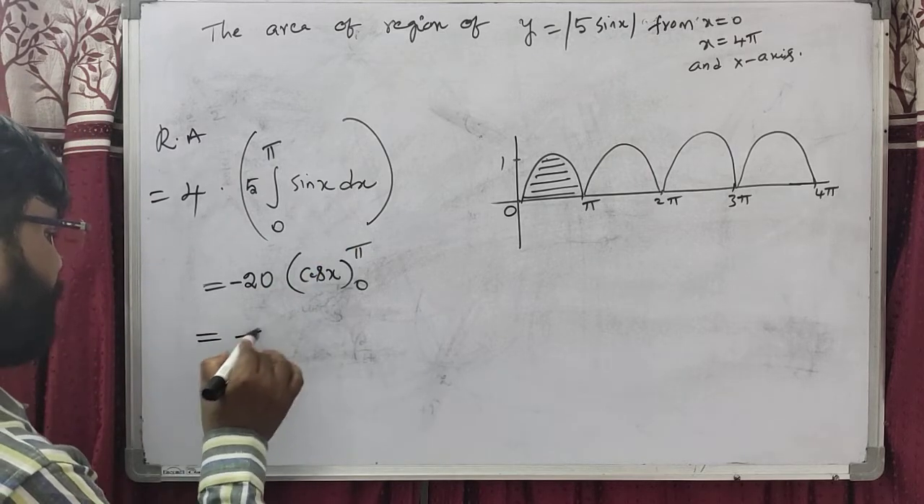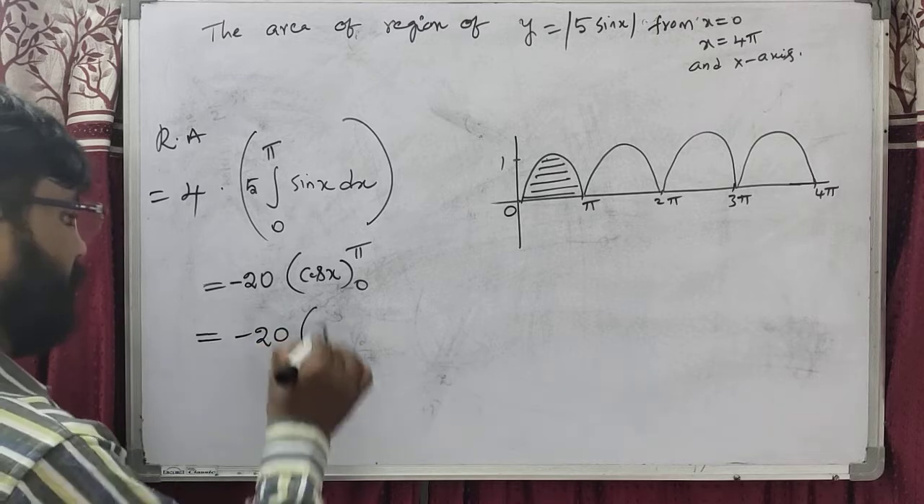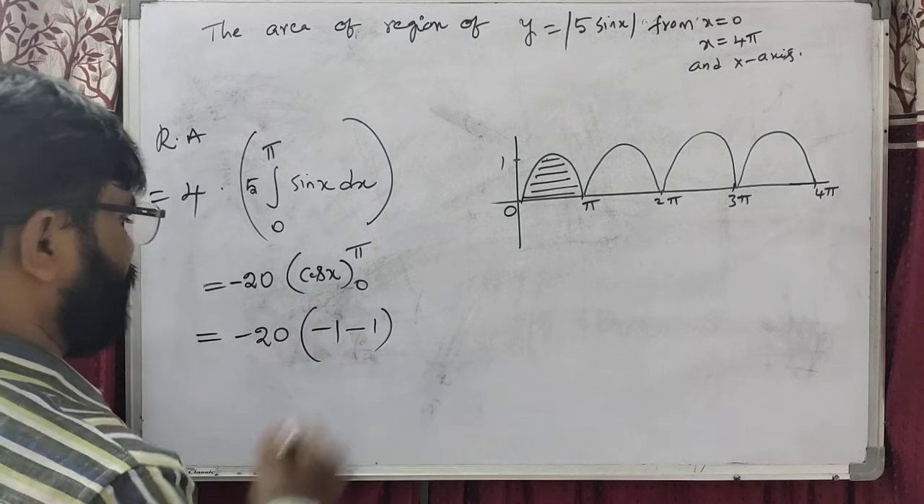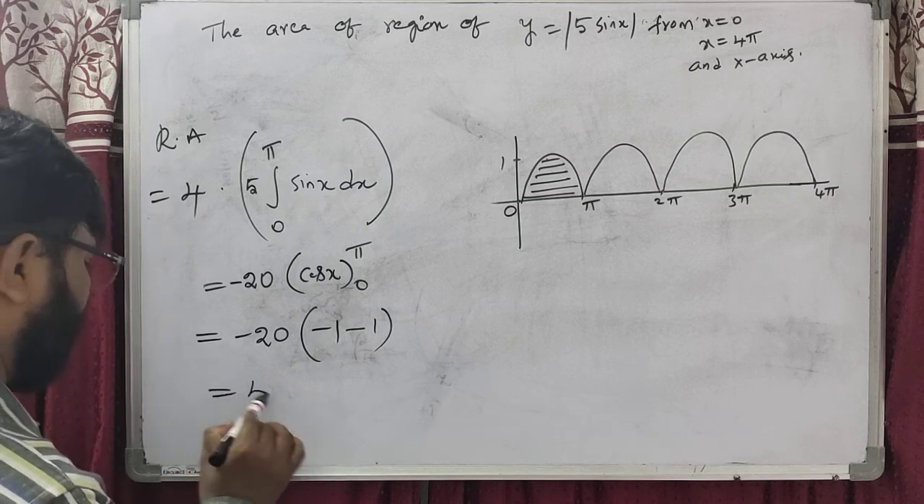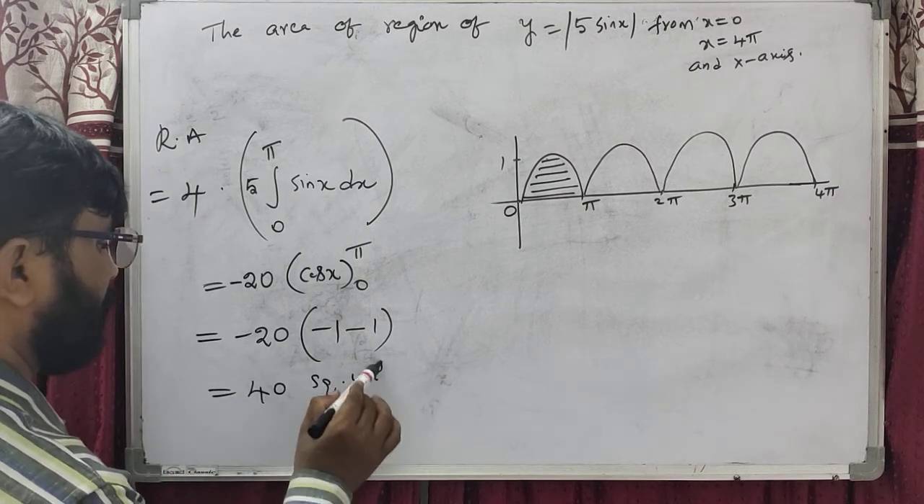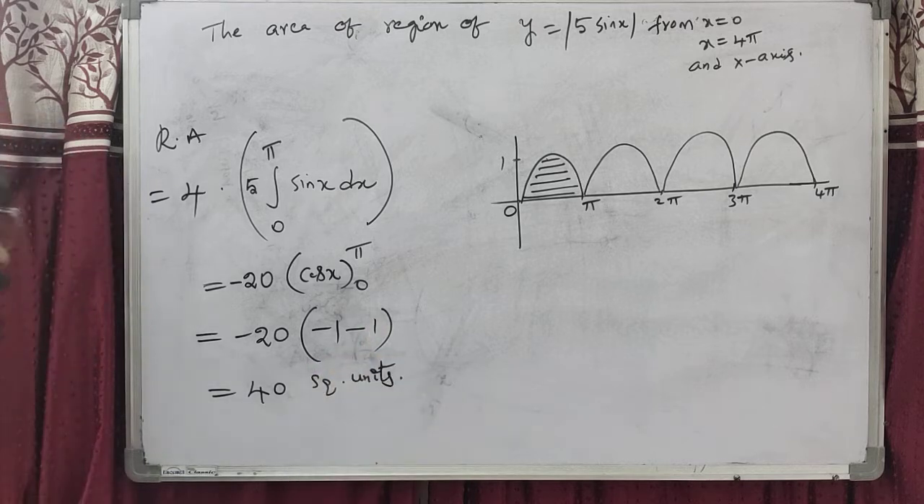Dear students, this is minus 20 times the cos pi value, minus 1, minus cos 0, which is 1. We can write 40 square units. 40 square units is the required answer. Okay, students, 40 square units.